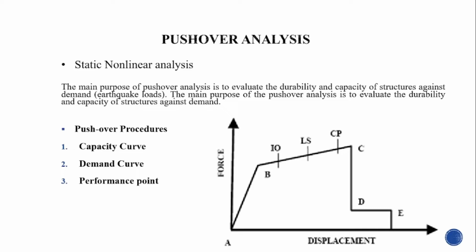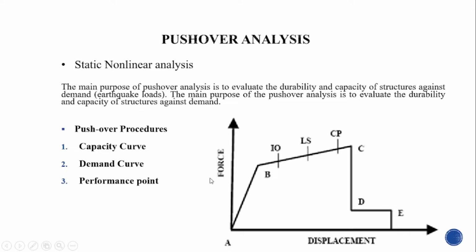One is the capacity curve. After the analysis we will show you what the capacity curve and the demand curve are. The demand curve will come from earthquake loads, which are applied as lateral forces on the structure, whether earthquake, wind, blast or other loads coming on the structure. We will show you the performance point as well, and look here at the force displacement curve.